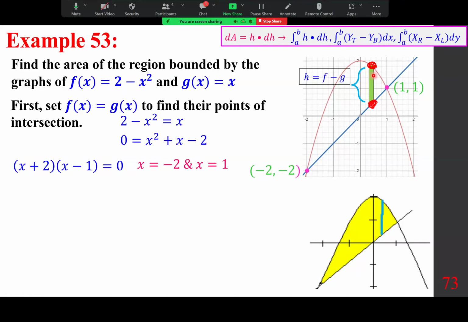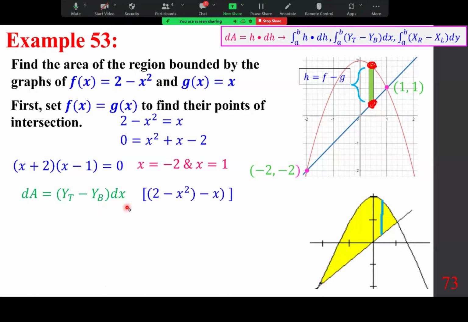So dA is H dH. H is f minus g, y of the top minus y of the bottom, times dH, this width is dx. So y of the top is this function, minus y of the bottom is this function.